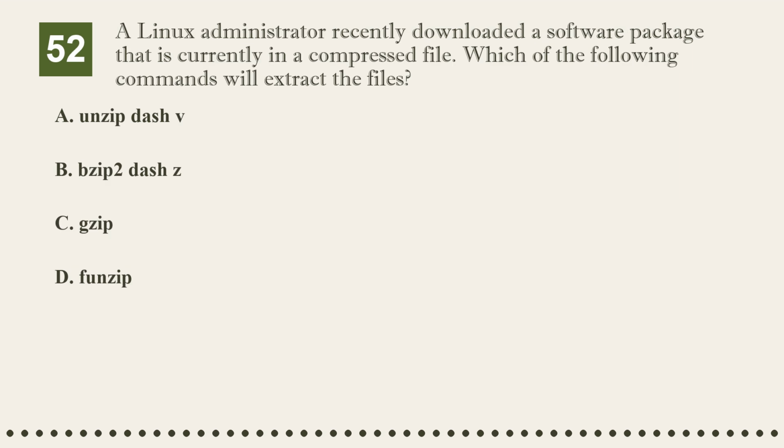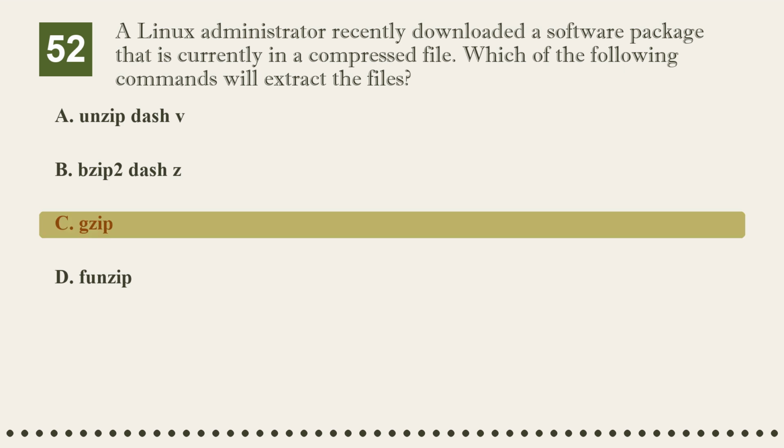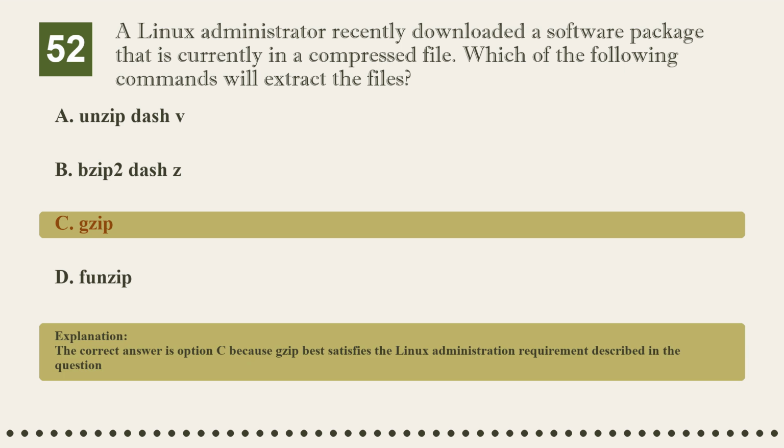Question 52. A Linux administrator recently downloaded a software package that is currently in a compressed file. Which of the following commands will extract the files? Option A, unzip -v. Option B, bzip2 -z. Option C, zip. Option D, funzip. The correct answer is option C, zip. The correct answer is option C because zip best satisfies the Linux administration requirement described in the question.